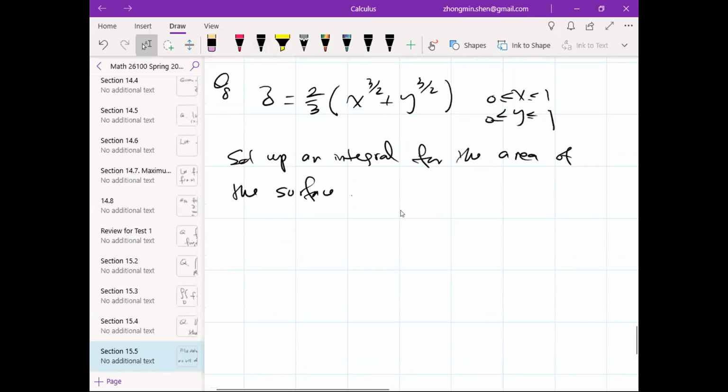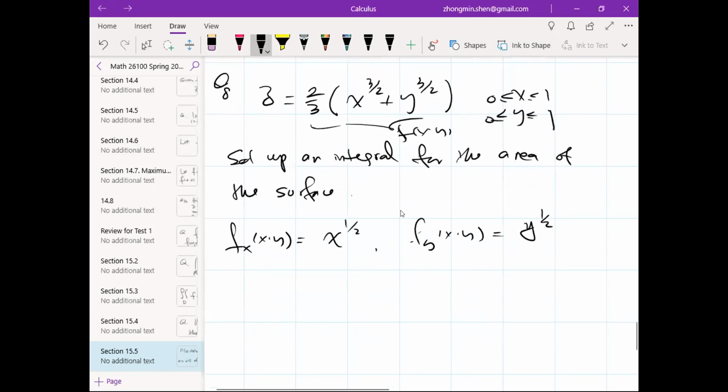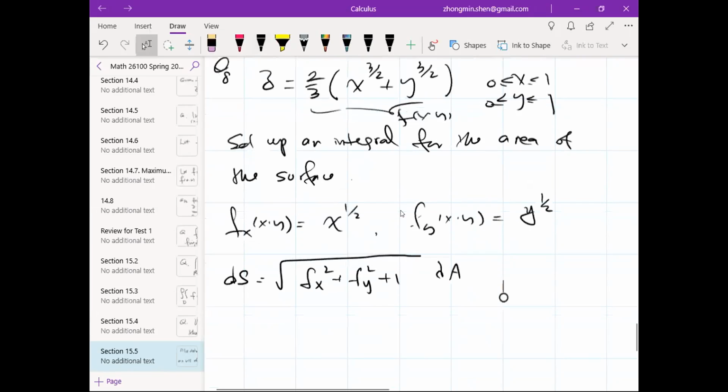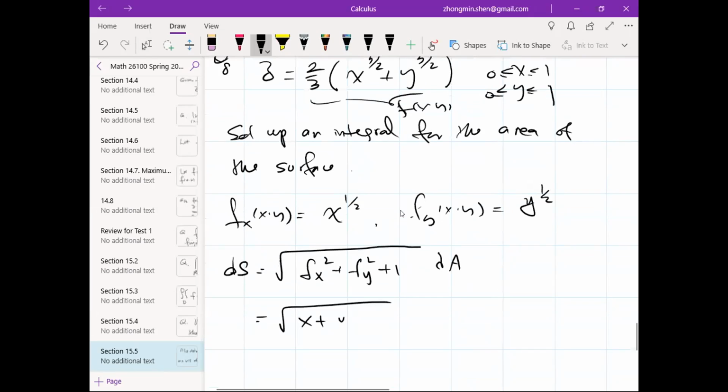So first of all, let's call it f(x, y). f_x(x, y) is going to be just half of that, then f_y(x, y) is y to the 1/2. So dS is going to be the square root of this, in other words, it's just equal to the square root of x plus y plus 1 here. Okay, good.